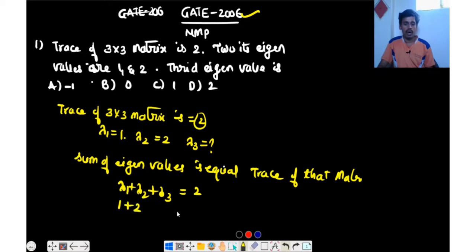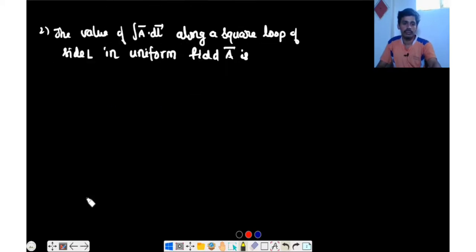Now we will find lambda 3. Now we will substitute minus 1. You will get the sum of the eigenvalues as 2. That's why option A is the correct one, which means lambda 3 is equal to minus 1. Now we will go to the next question.